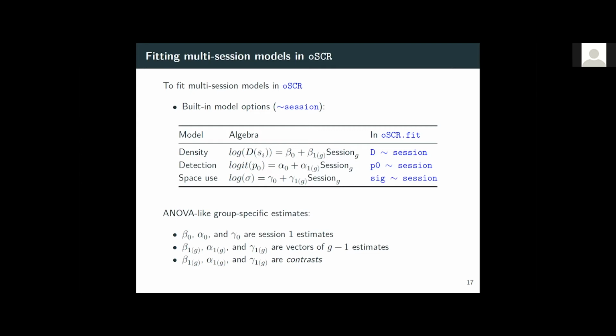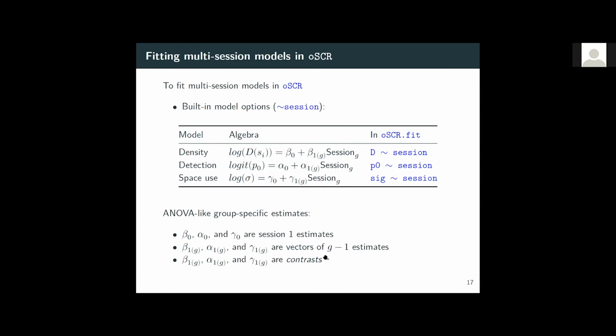So you can think of this as an ANOVA-like analysis where you're estimating group-specific estimates here. We've got these intercepts, which are the estimates of the parameters for the first session. And then these slopes here, there's actually one for every other session. So all sessions other than the first one, we're going to get an estimate for. And these slope parameters here are called contrasts.